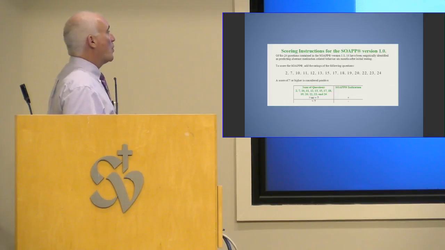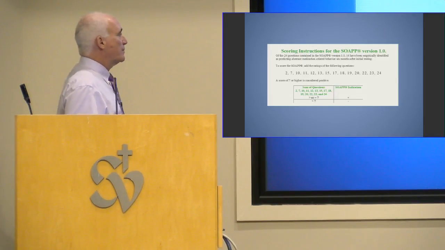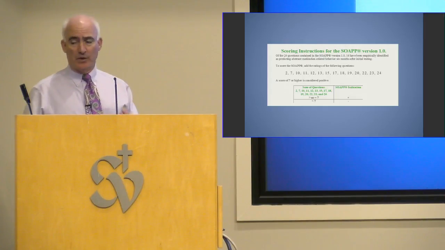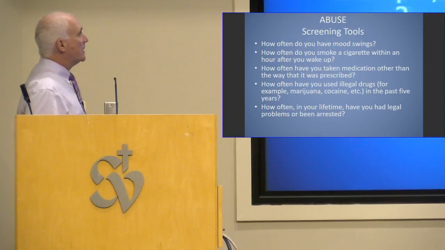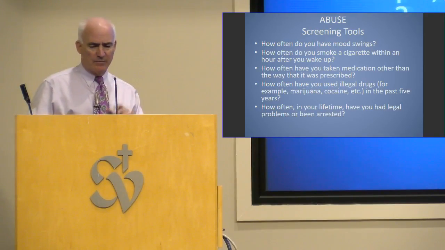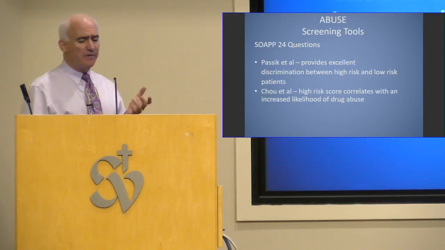And then there's scoring. A score of 7 or higher is considered positive for risk. In other words, increased risk. It's not a perfect tool, but increased risk. And we just talked about that. Now, these have been vetted.